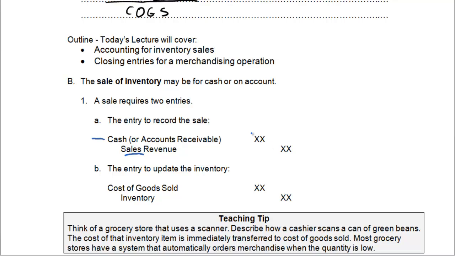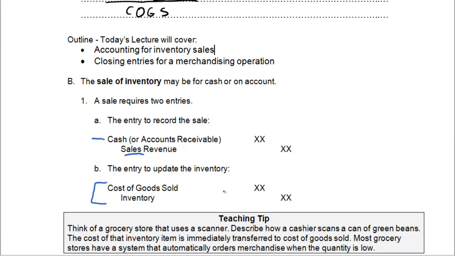However, there's another side to this entry because now that we've sold these goods, they're no longer in our inventory, and so we have to adjust the value of our inventory on our accounting books, and therefore we do this second entry: debit cost of goods sold, which is the expense, credit inventory, to reduce inventory.